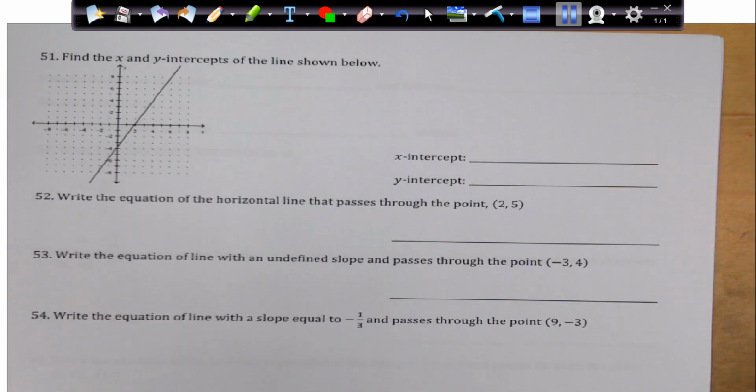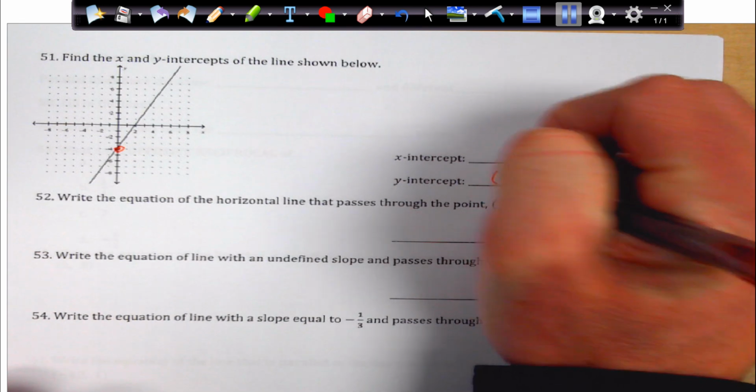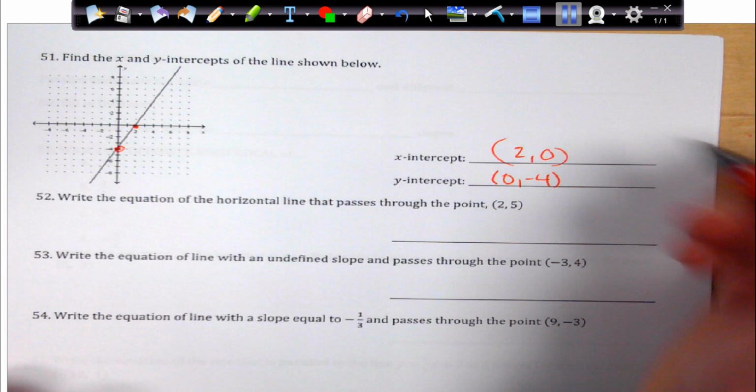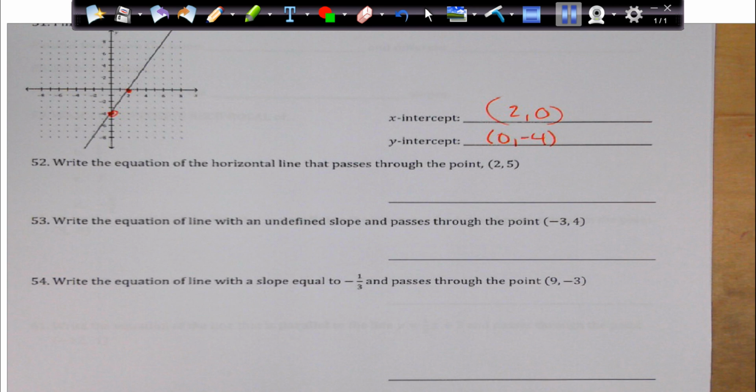This one's easy. We just literally look on it. My y intercept here is at negative 4. That's 0 on the x, negative 4 on the y, and this is at 2. That's 2 on the x, 0 on the y. Boom. Write the equation of the horizontal line that passes through the point 2, 5.